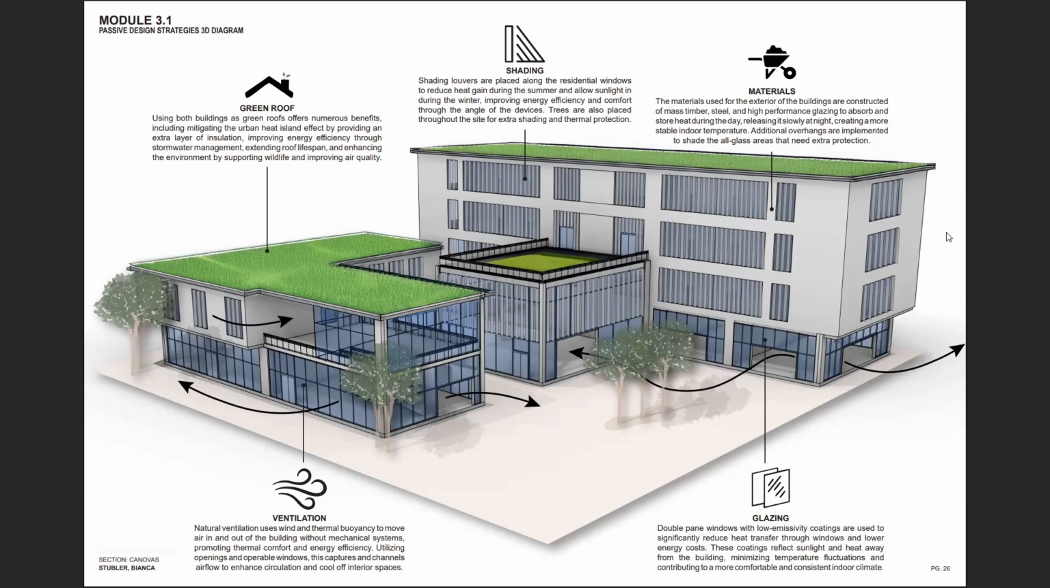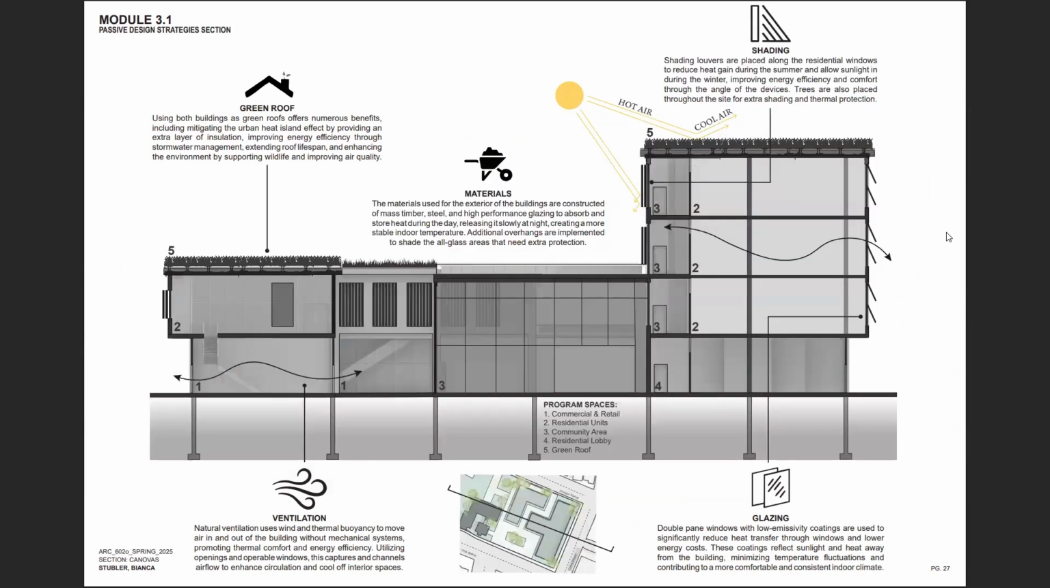And then ventilation, again, all windows are able to be slid open with the glass doors, as you can see is happening on the retail floors. It can also happen on the residential floors. And then the glazing are all double pane, low E glass to, again, try and keep out as much heat as possible. This is just showing a diagram of the section of this, showing how the sun bounces off those louvers, and then how the green roof also provides extra protection doing this.